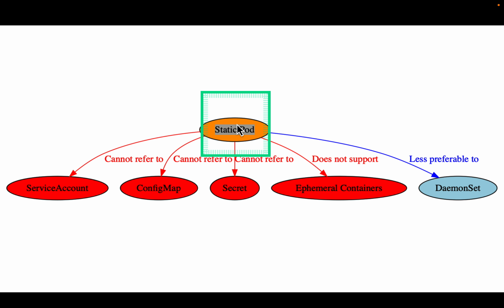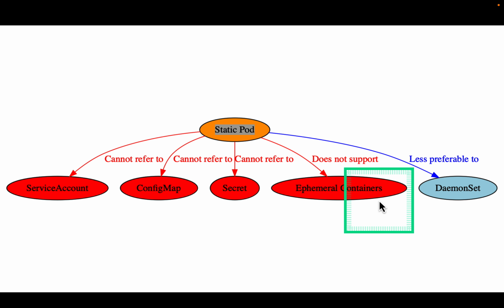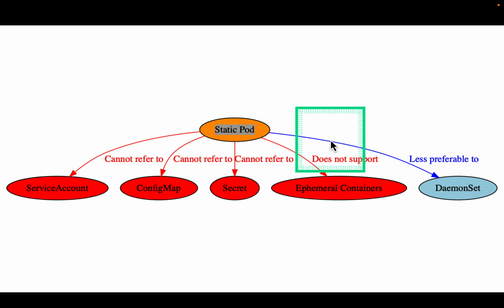Because a static pod cannot talk with the API server, we cannot have all these four components. It is also less preferred than a daemon set, because a daemon set is also observed and can run one pod on each node. So that's why it has a larger feature set than a static pod.